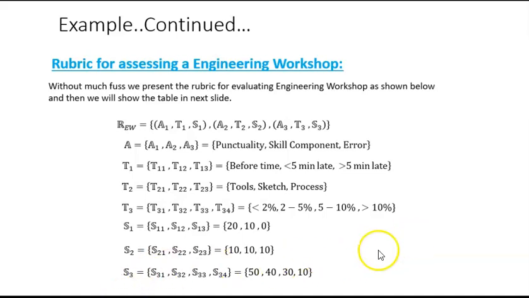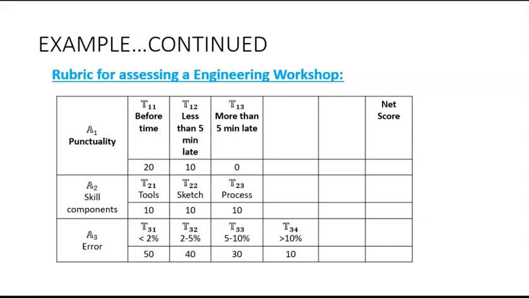We said when we do all this, finally we present the rubric in the form of a table as shown here. The first column again, the attributes: punctuality, skill component, error. For punctuality, we have before time, less than 5 minutes late, more than 5 minutes late. Skill component: whether he can specify the tools and draw sketches, then sketch out the job piece accurately, and then if he can specify the process completely. Similarly, for error: less than 2%, 2 to 5, 5 to 10, greater than 10%.